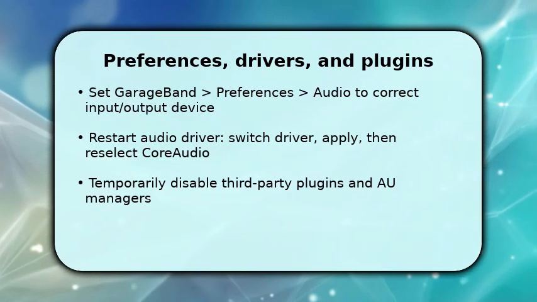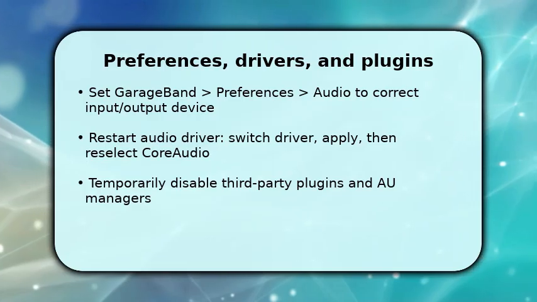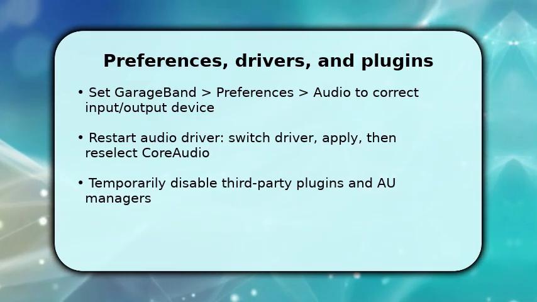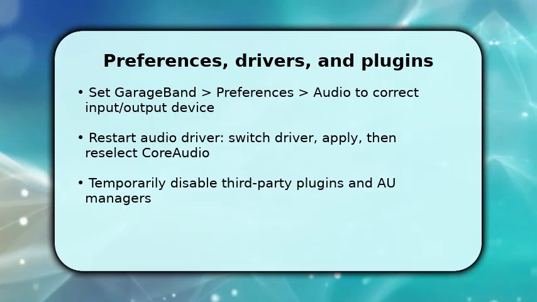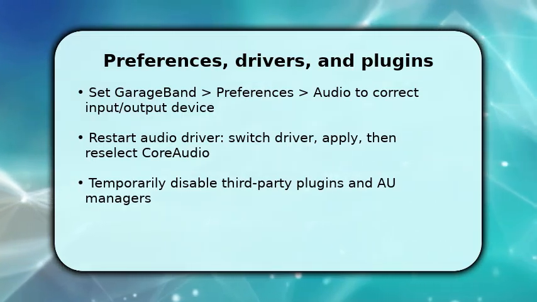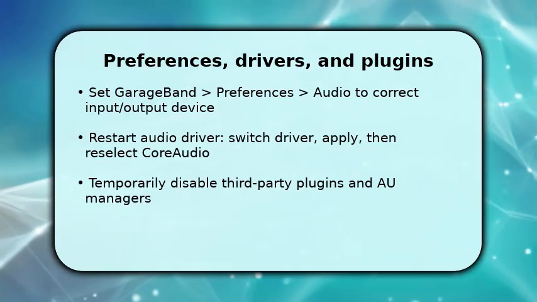Once you've checked routing, go into GarageBand Preferences and explicitly pick the input and output device. This forces GarageBand to reinitialize the audio engine. If sound still fails, restart the driver by switching device, then switching back, or toggle Core Audio off and on. That clears locked driver states.